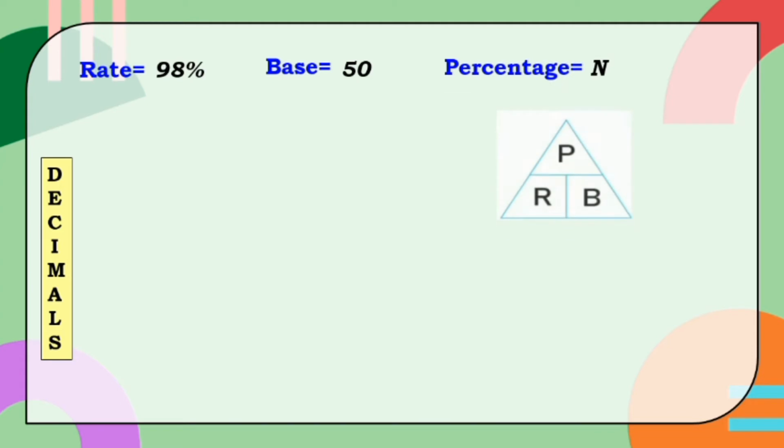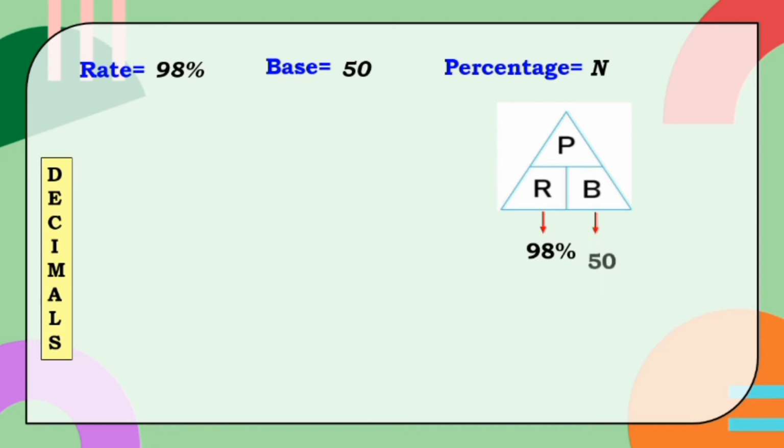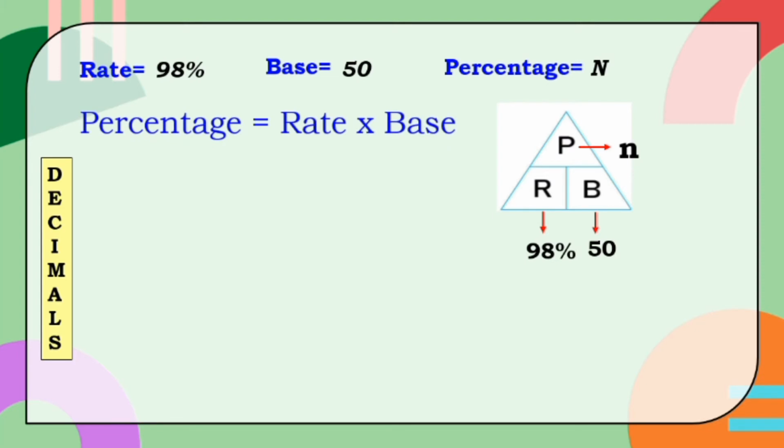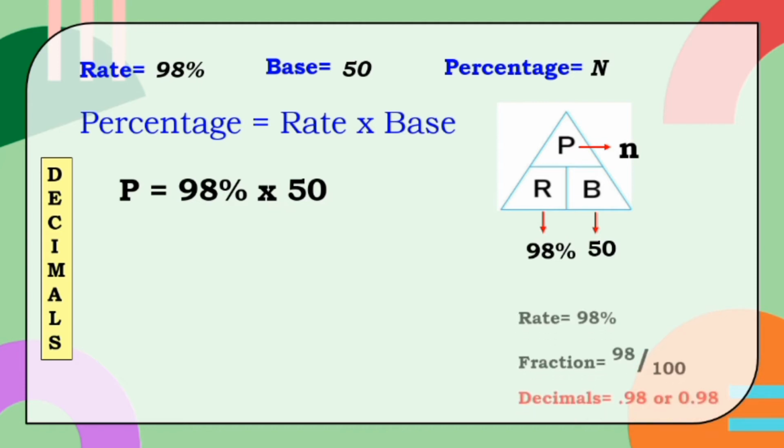Using decimals, same pa rin ang problem. The given are 98% rate, 50 base, and percentage. Using Tatian's triangle, R is 98%, B is 50, P is N. So percentage equals rate times base. Let P be the percentage. So P equals 98% times 50.